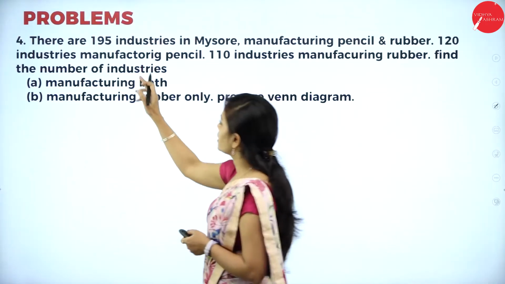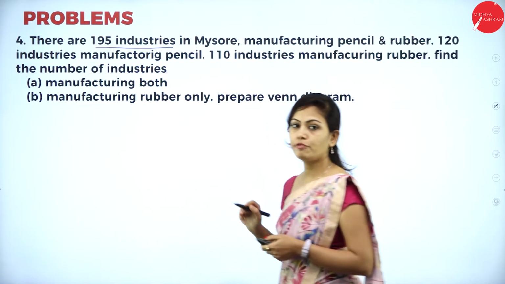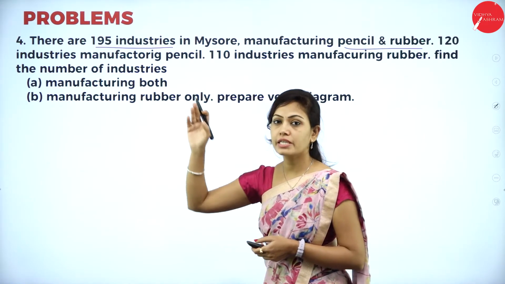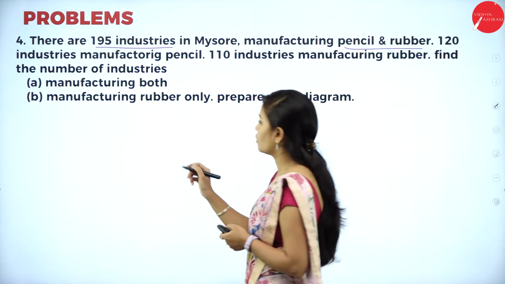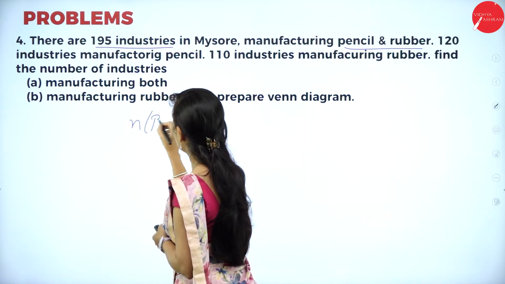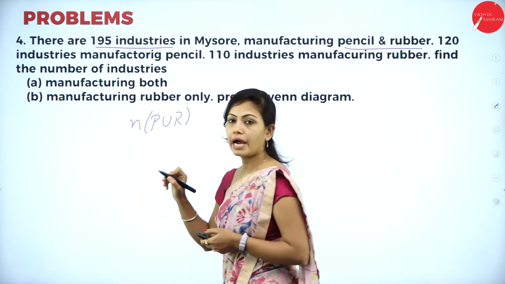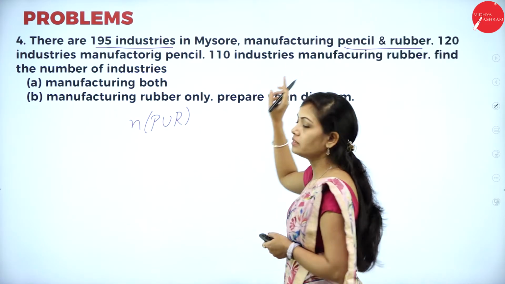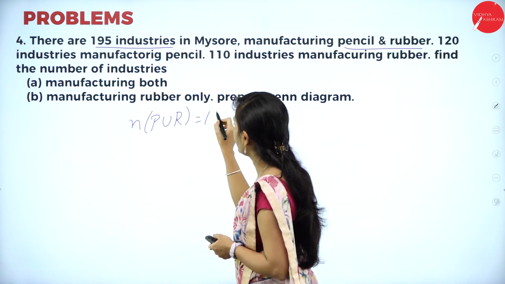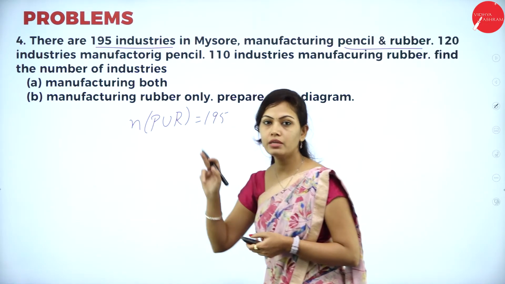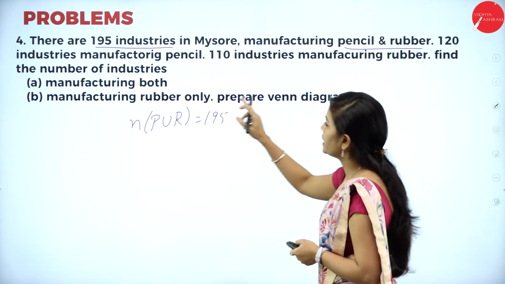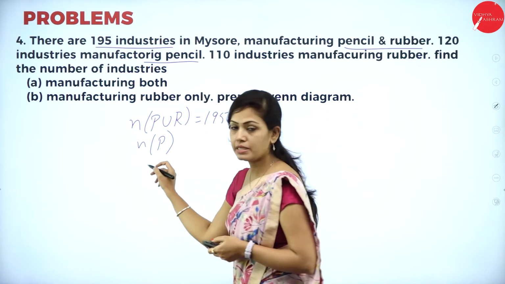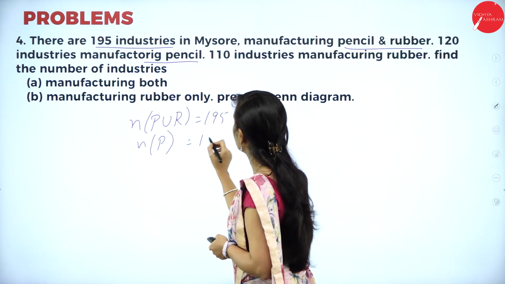So next question: there are 195 industries in Mysore manufacturing pencil and rubber. So 195 industries can manufacture pencil and rubber also. So N of P union R. I will take two sets P and R, manufacturing pencil and rubber. So total industries is 195. So I will take N of P union R. And 120 industries manufacture pencil, that is N of P is equal to 120.